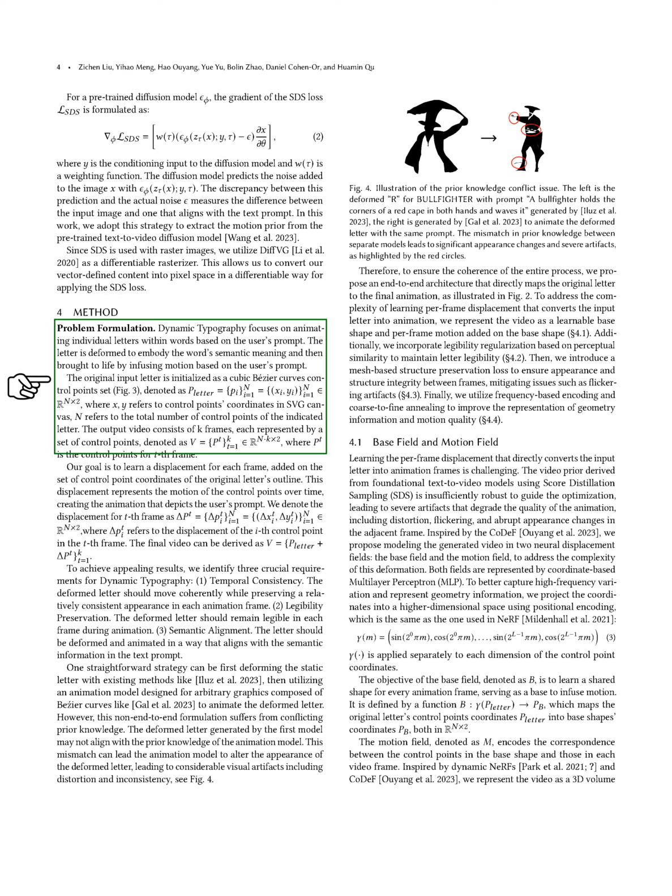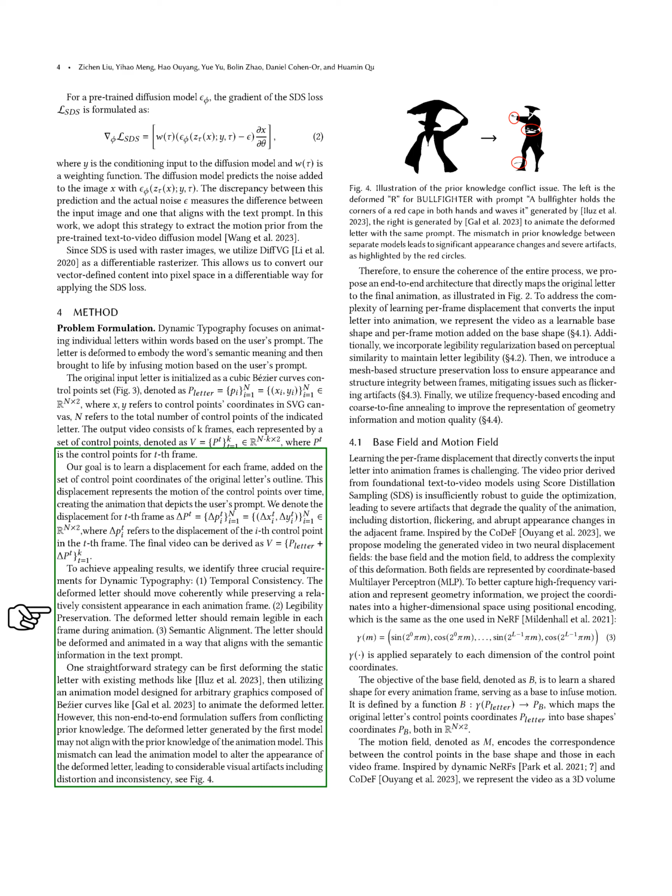Section: Method. In this section, we focus on animating individual letters within words based on the user's input. We start with deforming the letter to represent the word's meaning and then adding motion based on the user's prompt. The original input letter is set as a group of control points on a cubic Bezier curve. These control points have coordinates in an SVG canvas, with the total number of control points denoted as n. The output video consists of multiple frames, each frame represented by a set of control points. Our aim is to learn a displacement for each frame, which is added to the original letter's control point coordinates to show the motion based on the user's prompt.